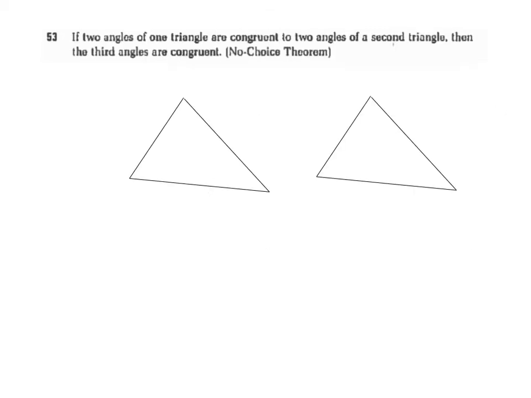Theorem 53 says if two angles of one triangle are congruent to two angles of a second triangle, then the third angles are congruent. They call it the no-choice theorem. So if I have two angles congruent to two other angles in another triangle, of course these third angles have to be congruent because the interior angles of a triangle add to 180.